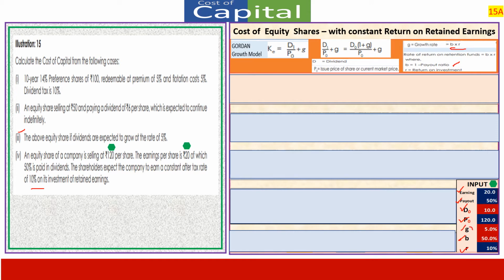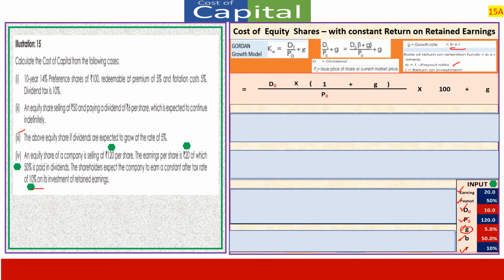Therefore, we are deriving G. This example we have taken to understand this problem very specifically. How do we derive G when G is not given but B and R are given? Once G is derived, you are ready to get into the solution. You put the equation. Now put the values.